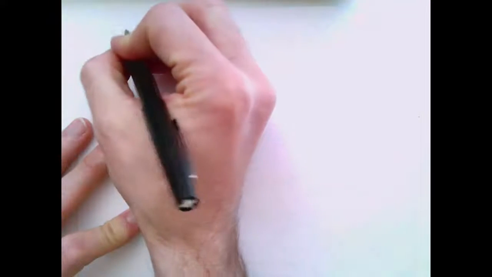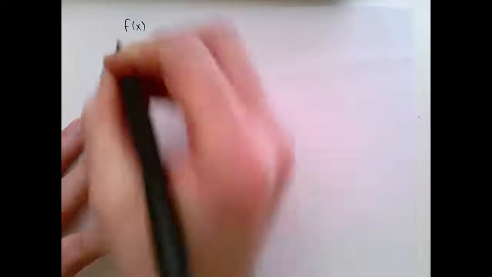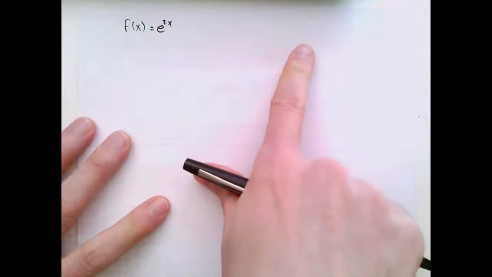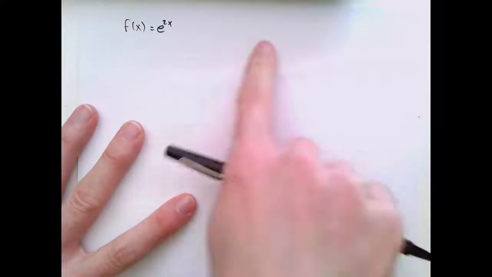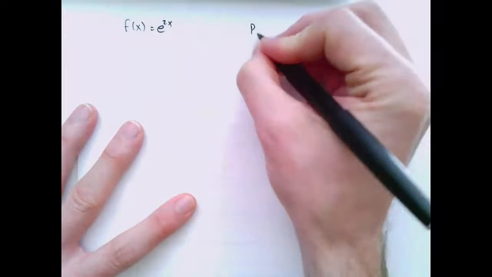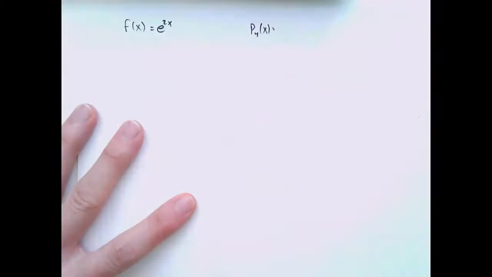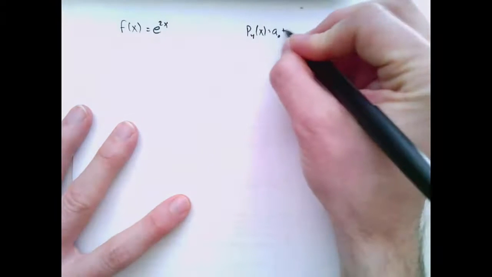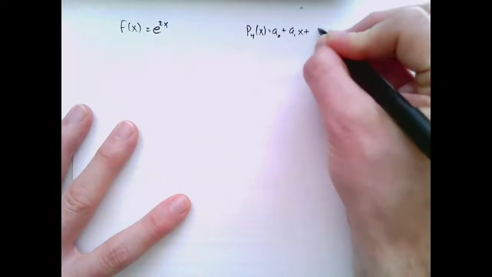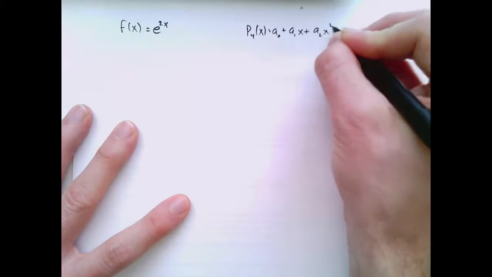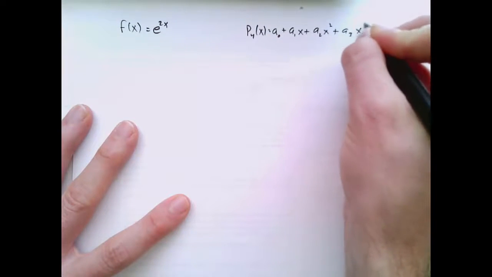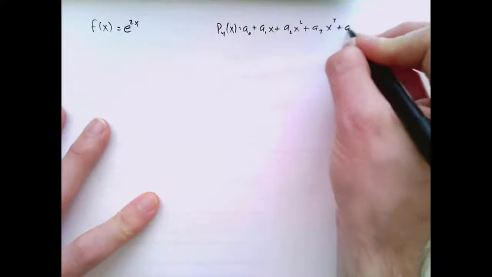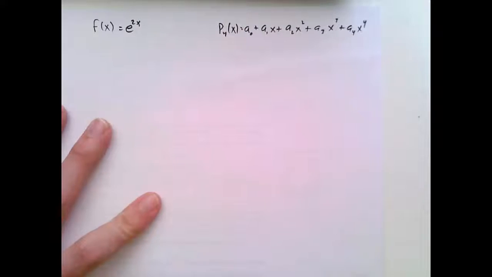So let's say I want to make a fourth degree representation of my function f of x equals e to the 2x. So let's start by writing the general fourth degree polynomial that I want to be finding. So it's going to be a fourth degree polynomial. I'm going to call all my coefficients a, so a sub 0, and then a sub 1 x, and then a sub 2 x squared, and then a sub 3 x cubed, and then a sub 4 x to the fourth.